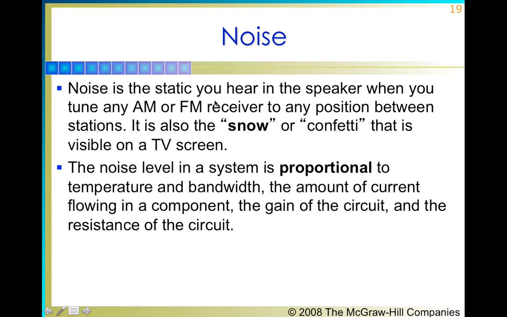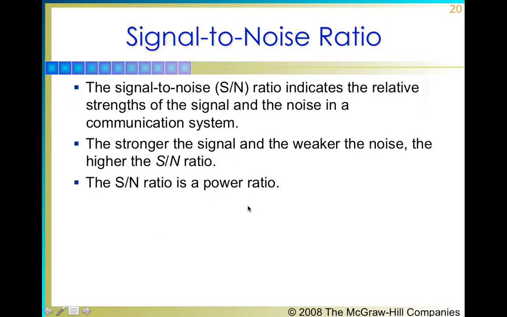And when noise interacts with a voice signal, it creates a garbled voice, or with a video signal, it behaves like pieces of snow coming on the screen of the TV. The noise level is directly proportional to the temperature, the bandwidth, the amount of current flowing in a component, the gain of the circuit, and the resistance of the circuit.